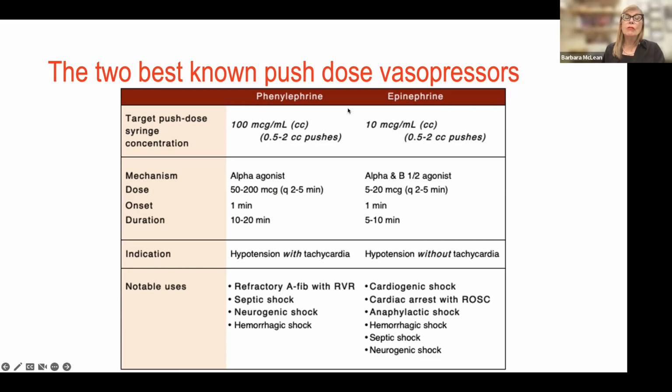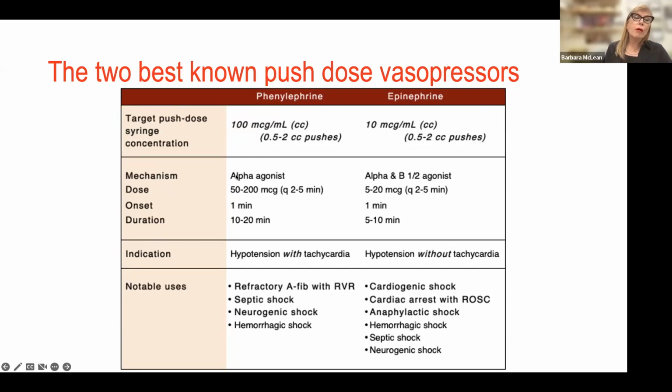You're going to give either one of those push doses if there's a consideration, and if you have a policy. Don't forget, if you have a policy, you would give epi for hypotension without tachycardia, and you give phenylephrine for hypotension with tachycardia. And you need to define what that means. So common reasons for this, of course, vasodilated shock. Vasodilated shock because of sepsis, right? So we really think about phenylephrine and how we use phenylephrine the most. The most common time we use phenylephrine is with septic shock, with neurogenic shock, and with hemorrhagic shock.